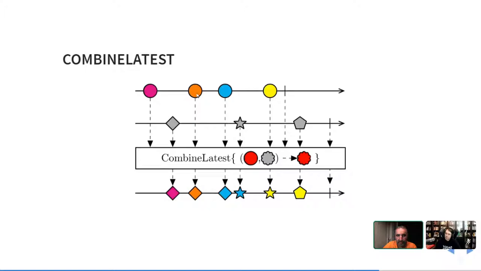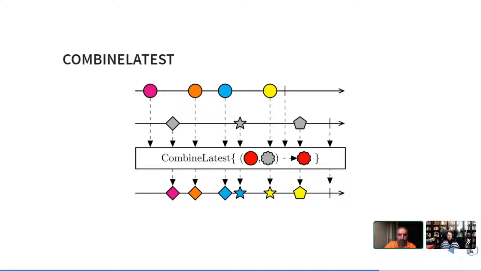And then there's the blue circle. It's combined with the gray lozenge. And then when the star arrives, it's going to be combined with the blue circle, and so forth and so on. And it's going to terminate as soon as all of the streams that are connected to where combine latest is registered terminate, and then you can see it here. So this one terminates before, but it doesn't terminate combine latest. But when this one terminates, this one terminates. Okay.